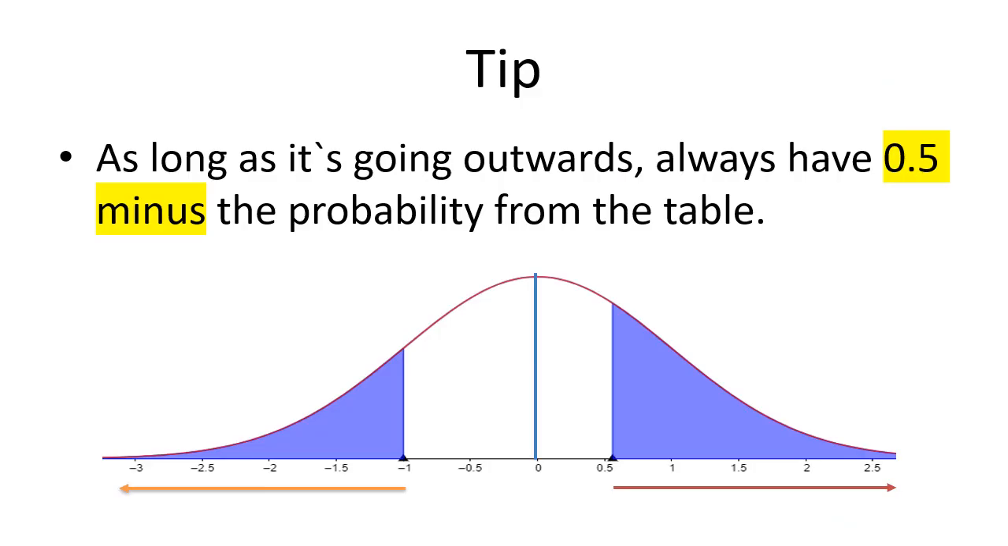Just to give you one quick tip there, as long as the probabilities are going outward, so this is greater than or less than, you need to subtract the probability that you would get from the table from 0.5. Hopefully that would help.